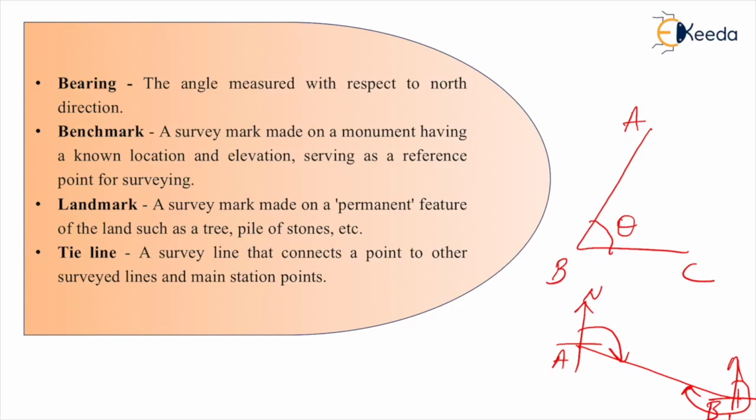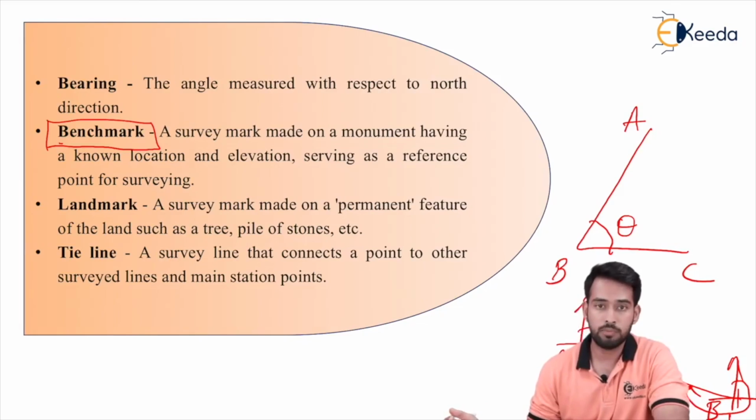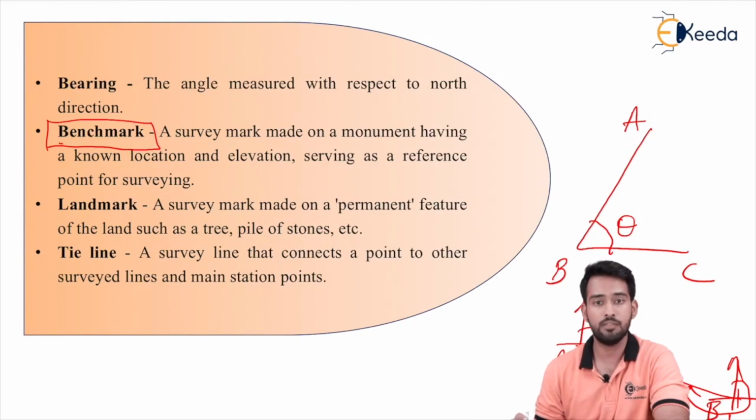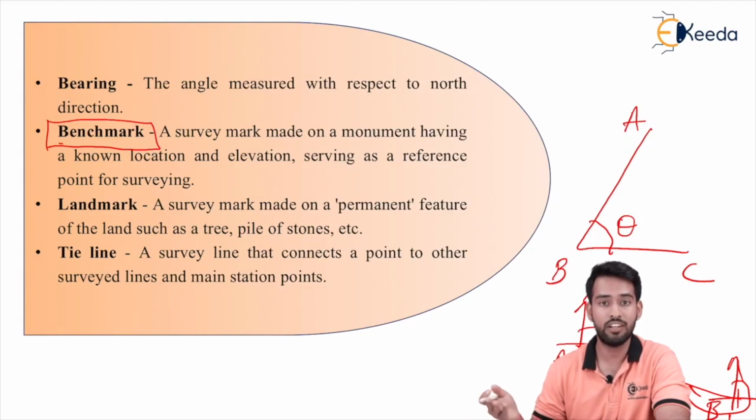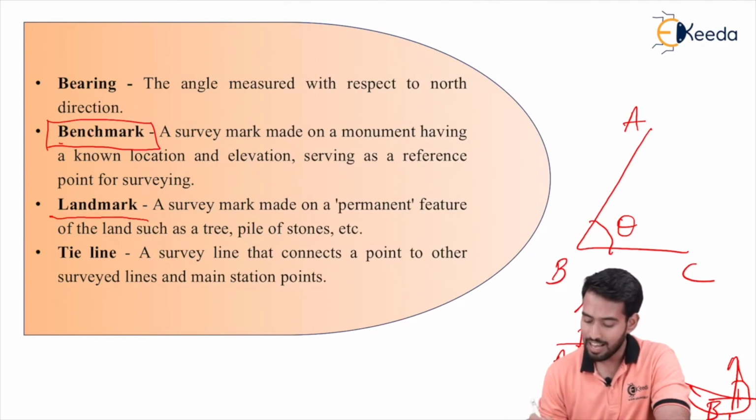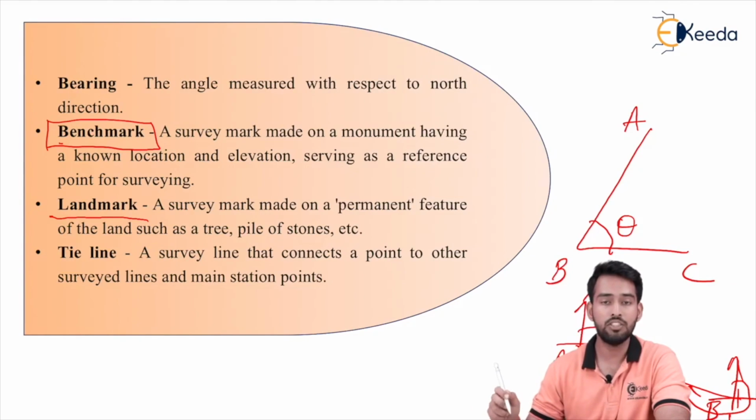Moving on to the next point, which is benchmark. A benchmark is basically a reference point with which we'll find out the elevations of different points in a particular survey. There are different types of benchmarks we'll see in further videos. Next is landmark. Landmark is nothing but a permanent object on the ground with respect to which we'll establish benchmarks and find out the elevation and RLs of different points.